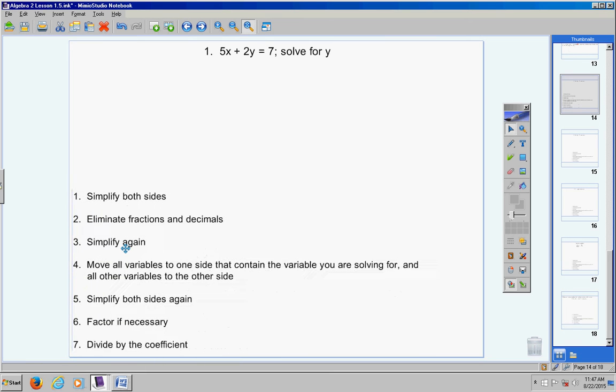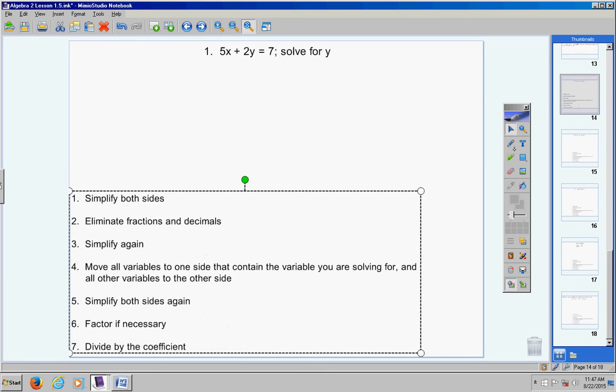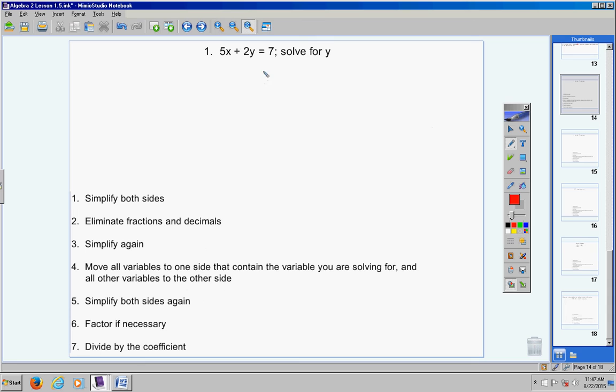Alright, here we go. We're going to simplify both sides. Well, first of all, whenever you're given a multivariate equation, you have no idea whether you're solving for x or y unless you're told. So always look at what you're solving for. In this case, we're solving for y. So we're going to get y all by itself. If you don't want to use these steps and you know what you're doing, that's totally fine. Step 1, simplify both sides. This is an x term and a y term. They're unlike terms. You cannot combine them.